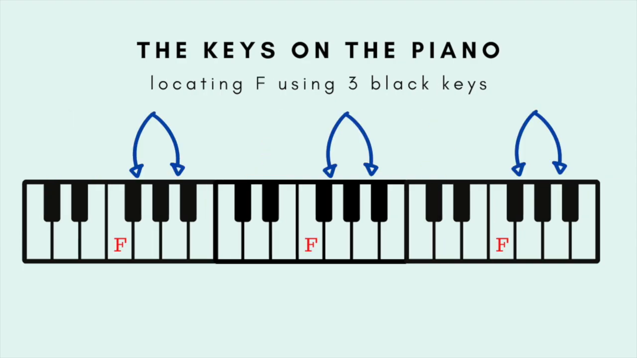To locate F on the piano, we'll use the 3 black key pattern. And just the same as with C, you'll go to the left of the 3 black keys. So to find F, you go directly to the left of the 3 black keys, and that white key right there will be F.